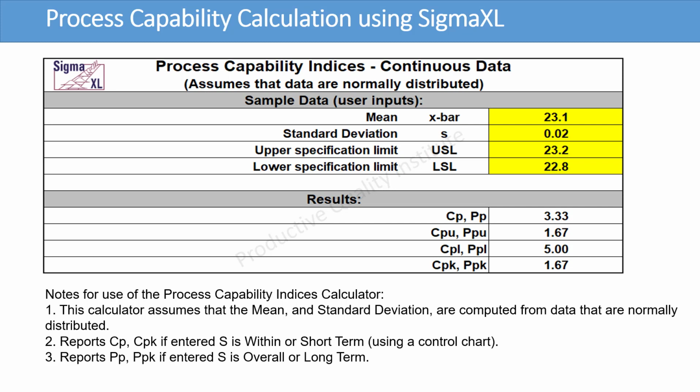This calculator assumes that the mean and standard deviation are computed from data that are normally distributed. It reports Cp, Cpk if the entered S is within or short term, using a control chart. It reports Pp, Ppk if the entered S is overall or long term.